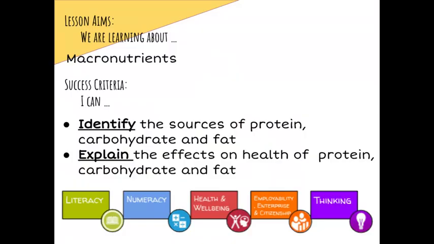So let's get started. Today's lesson is on macronutrients. By the end of the lesson, you should be able to identify the food sources of protein, carbohydrate and fat, and you should be able to explain the effects on health of having protein, carbohydrate and fat in the diet. To be able to explain effectively, you have to give a fact about the nutrient and a consequence of having that nutrient in the diet.